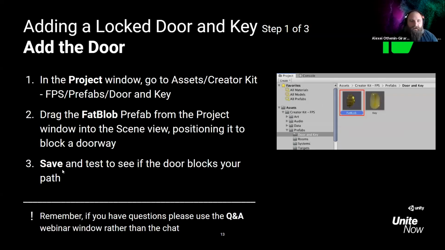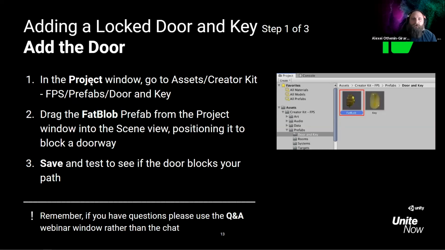And here's the list of steps that you can do at home if you're following along to go ahead and set up that door. So again, in the project window, you're going to go to Assets, Creator Kit FPS, Prefabs, look for that door and key folder. Drag the fat blob prefab from the project window into the scene view, position it so that it blocks the doorway, make sure that it's nice and snug, and then save and test it.